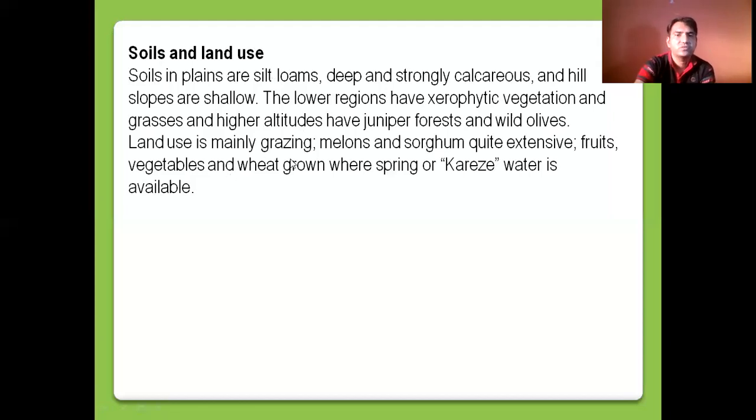So land use is mainly grazing, melons, sorghum, quite extensive fruits, vegetables, and wheat grown where spring or karez water is available. So where we have a karez system, in irrigation we have three components. I also tried to have another lecture video on the irrigation system of Pakistan. In irrigation we have three: one is the canals network, second is the tube wells, and number third is the karez.